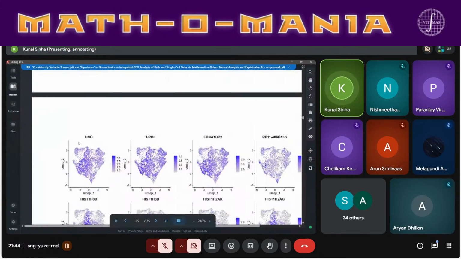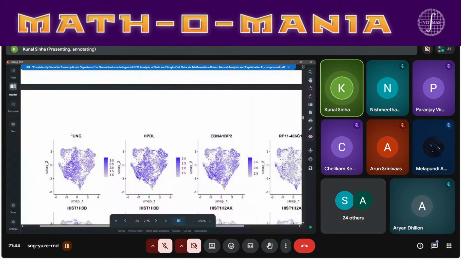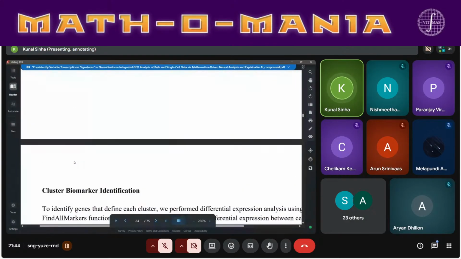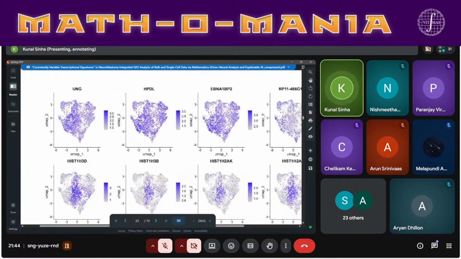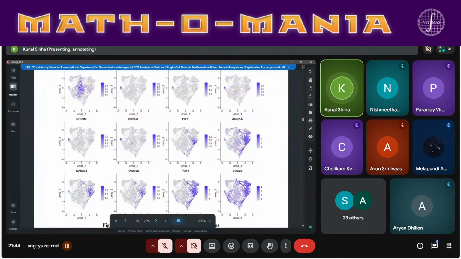But as you can see, UNG, this gene is exhibited almost everywhere, but it's especially exhibited in the bottom right part, bottom left part. What was bottom left? Stromal cells. So you can say stromal cells have a higher expression of UNG based on the graph, and there are a lot of other graphs as well. So you can make these graphs very easily using R.